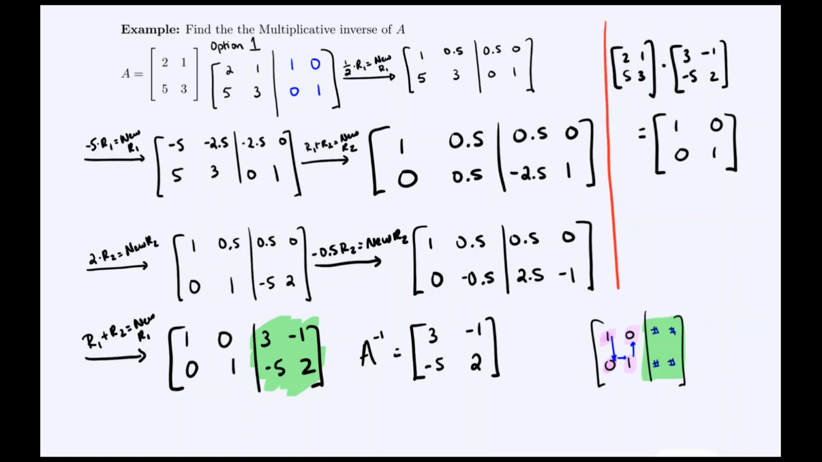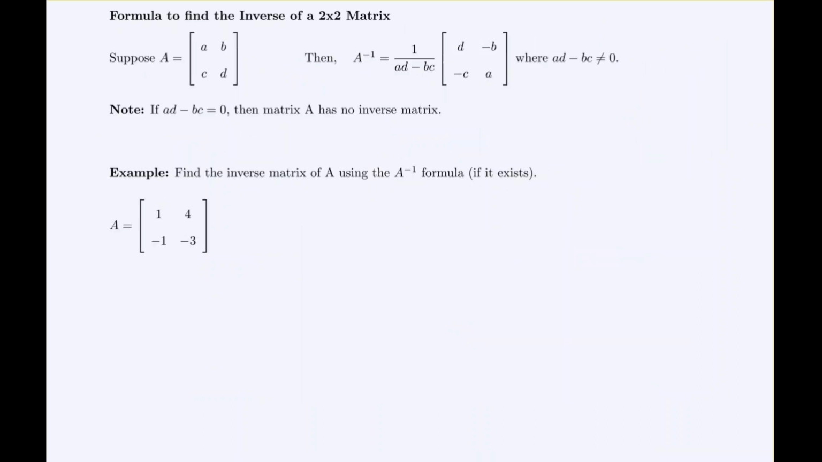Now this was option 1. Remember, you write the original matrix, next to it you write the identity, and the goal is to turn this through row operations into the identity, and then the resulting matrix is the inverse. Let's discuss option 2, and then we'll come back to this example, do it again using option 2, and y'all can decide what you prefer as a method going forward.